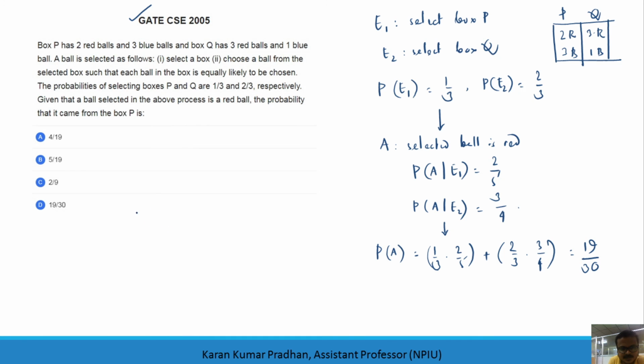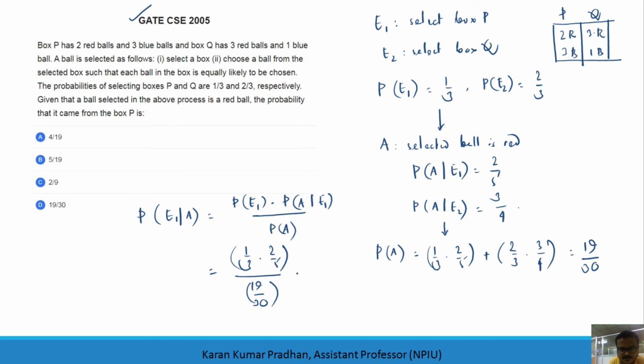Here we will go to the posterior probabilities. E1 given A is the probability of E1 times the probability of A given E1, divided by the probability of A. So that is 1 by 3 times 2 by 5 divided by 19 by 30. So here it will cancel, and you will get 4 out of 19. And 15 out of 19 is if it came from box Q, if it asks.